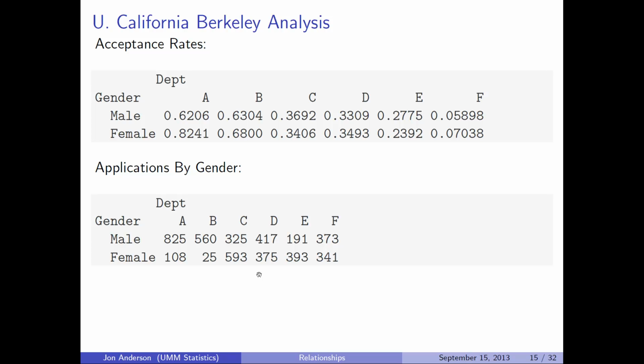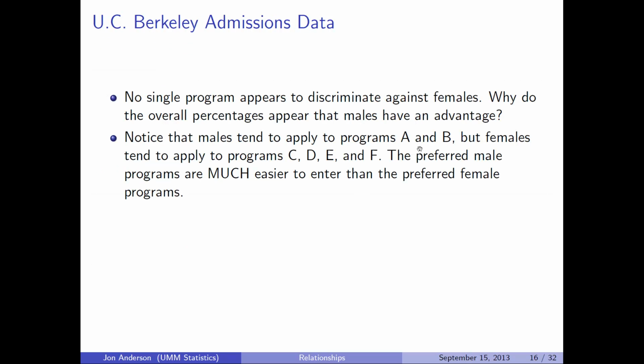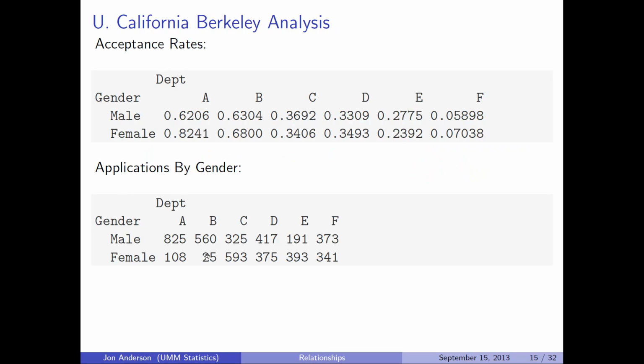because males apply very heavily to programs A and B. If you look at the application numbers for males, they apply very heavily to departments A and B. And if you look at the admissions fractions for A and B, just about everybody, or over half the applicants, get in to departments A and B. It's very easy to get in to A and B.